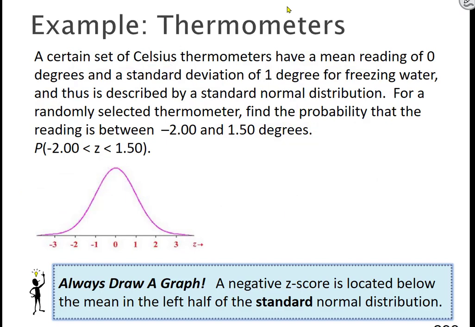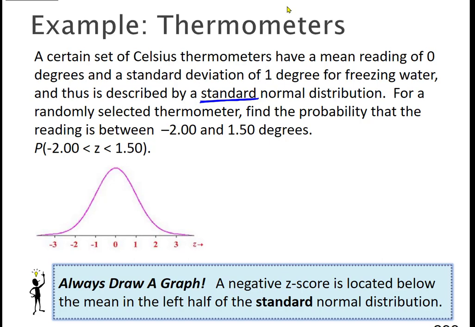Let's do another question. This one says a certain set of Celsius thermometers have a mean reading of 0 degrees and a standard deviation of 1 degree for freezing water, and thus is described by the standard normal distribution. For a randomly selected thermometer, find the probability that the reading is between -2 and 1.5 degrees.